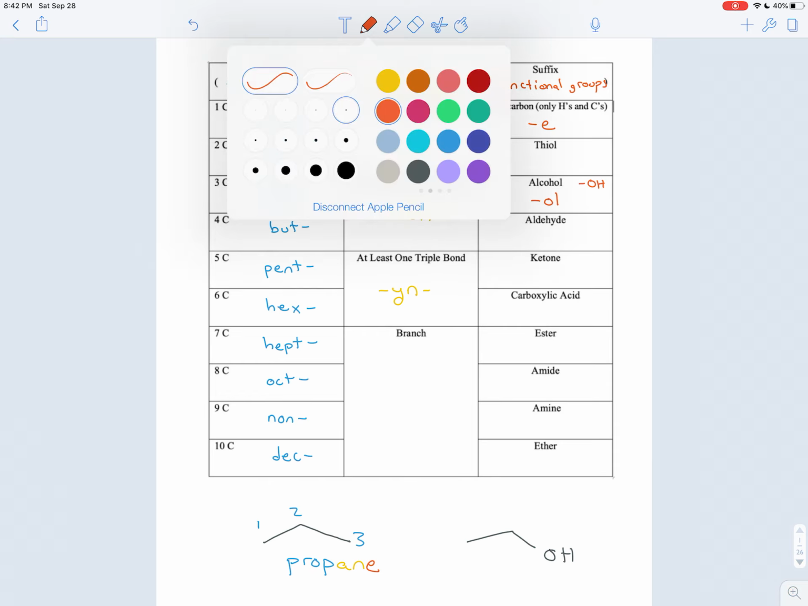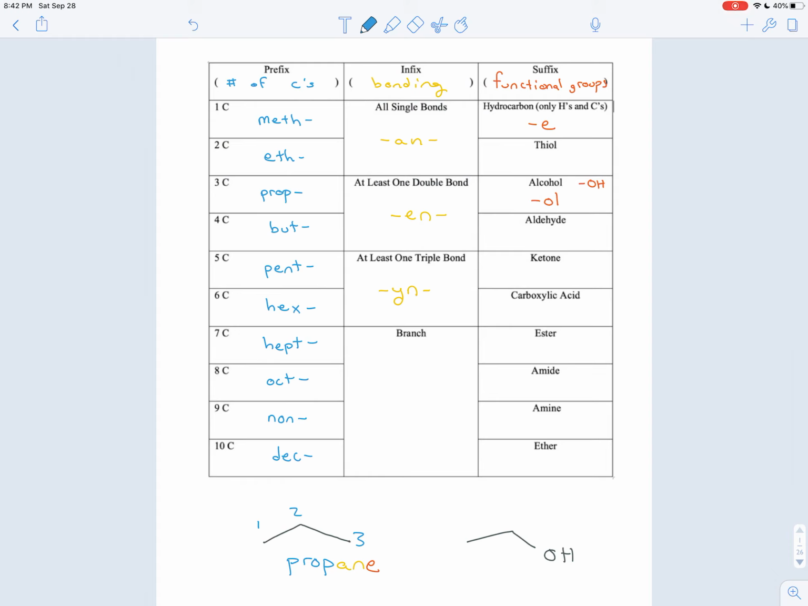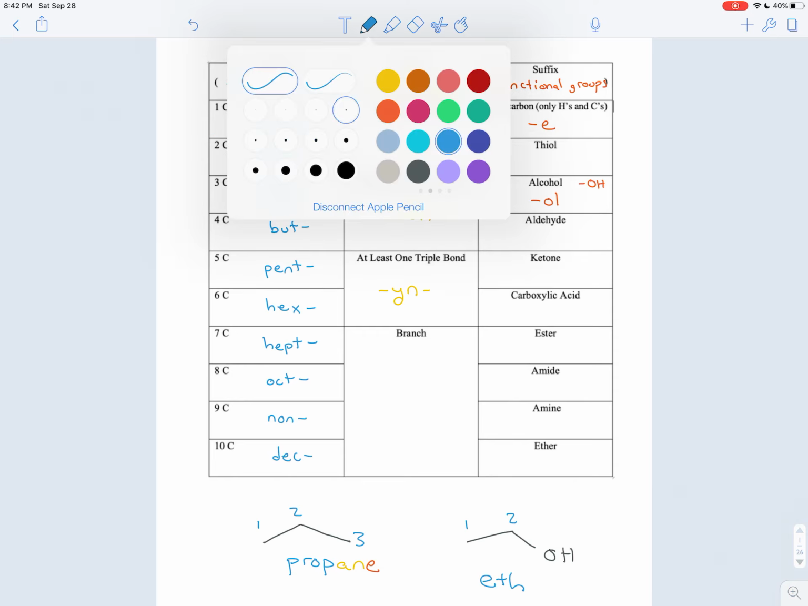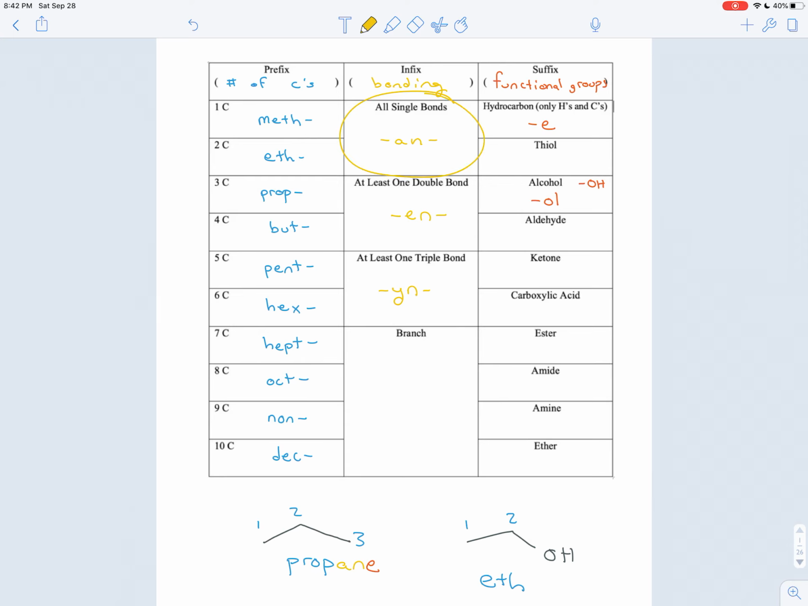Okay, just for the sake of comparison, let's try to name this next one. Here we have 1, 2 carbons. Notice this is not a carbon. That's the end of this bond connecting the oxygen to the carbon that we've numbered 2. So 2 carbons. The prefix for 2 carbons is Eth. If you look at the bonding, it's all single bonds, and so the infix for all single bonds is AN.